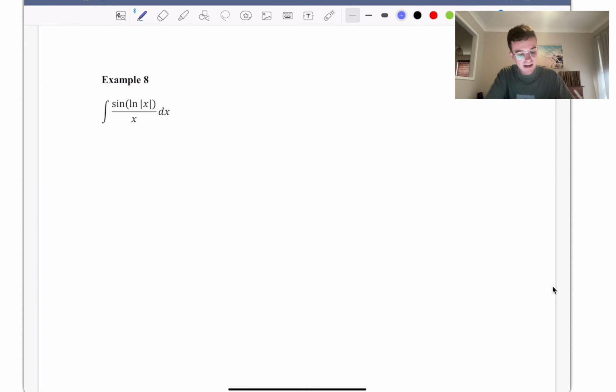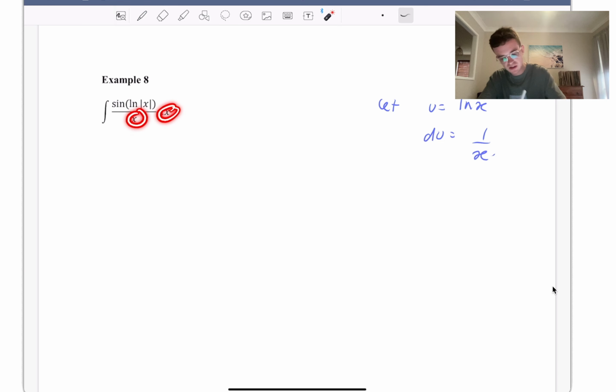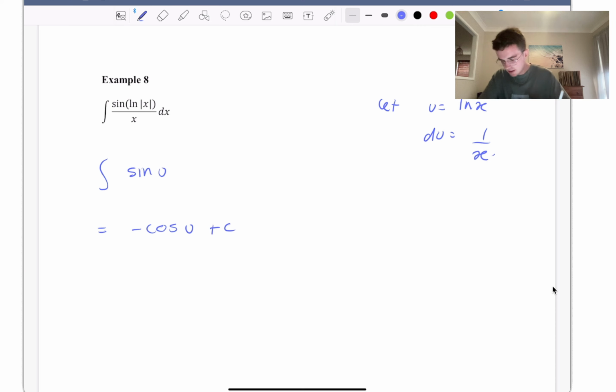Okay, last example for today is sine ln of x on x. We're thinking to ourselves, what do I make u? Now I'm thinking, okay, if I differentiate ln of x, I get 1 on x. So let u equal ln of x, du is 1 on x dx. Bam, I'm basically done. This is sine of u, and 1 on x dx is du. So this is just the integral of sine of u, which is minus cos of u plus c, and u is ln of x. So it's minus cos ln x.